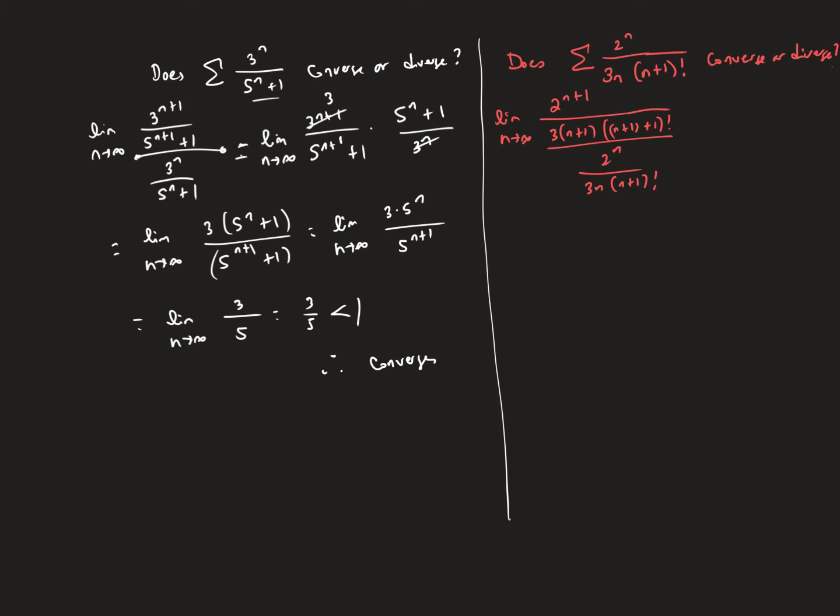I'm going to do a same switch flip, but I'm going to do some simplification here too. So let's see, I've got 2 to the n plus 1 on top. 3 times n plus 1 is 3n plus 3. And then that factorial is going to turn to n plus 2 factorial. And then when I do the flip of the bottom fraction, that will give me 3n times n plus 1 factorial over 2 to the n.